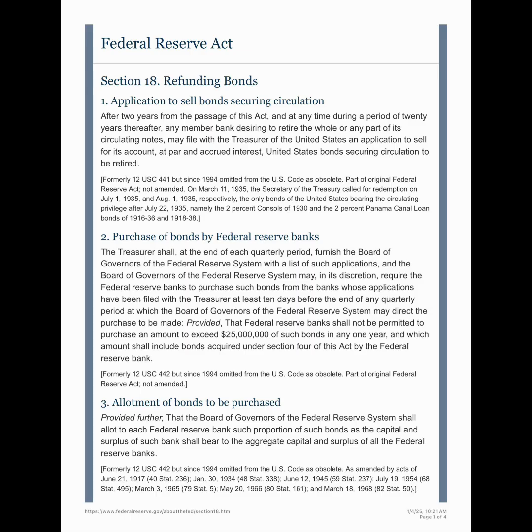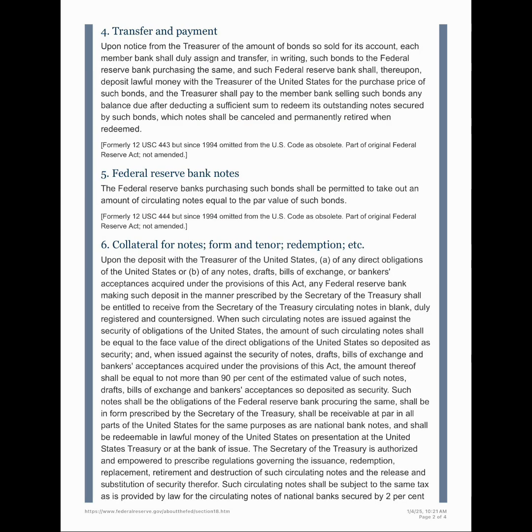The first part of Section 18 outlines the process for member banks to retire their circulating notes. Can you explain how that worked? Essentially, member banks could apply to the Treasurer of the United States to sell, at par value, the government bonds that backed their circulating notes. This allowed banks to reduce their liabilities and adjust their reserves as needed. It was a mechanism for managing the money supply.